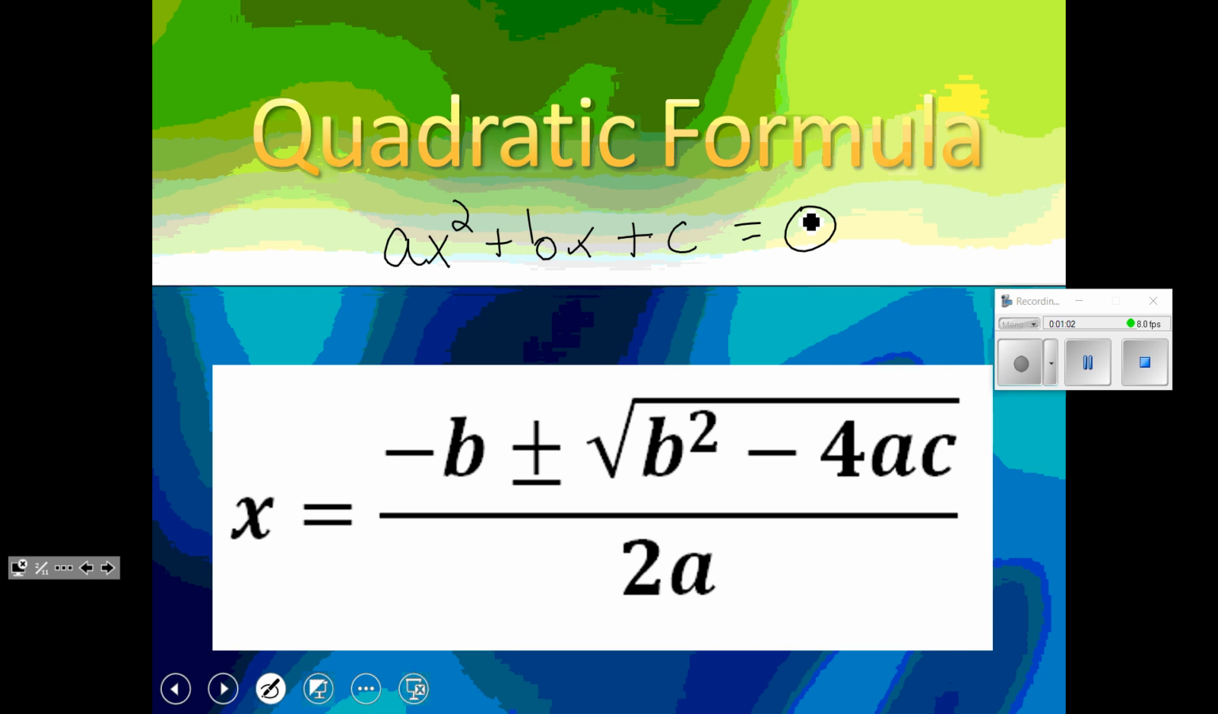So if you're going to set up the quadratic formula, you have to set it equal to 0 first. A is going to become the coefficient that's in front of the x squared. B is going to be the coefficient that is in front of the x. And C is going to be the constant or the number that's by itself.